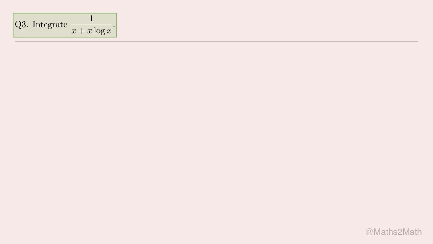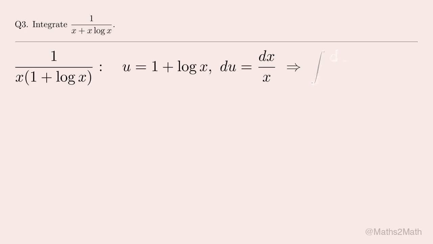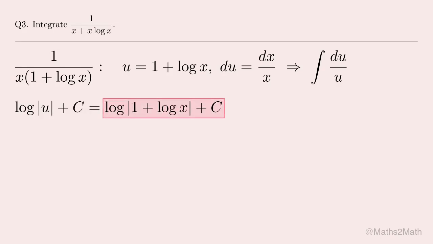Question 3. Factor x from the denominator first, then 1 plus log x is the substitution. The integrand is 1 over x times 1 plus log x. With u as 1 plus log x, du is dx over x. The log integral again.